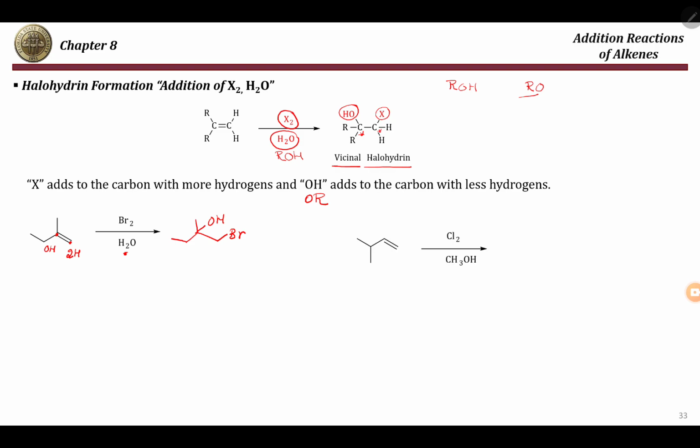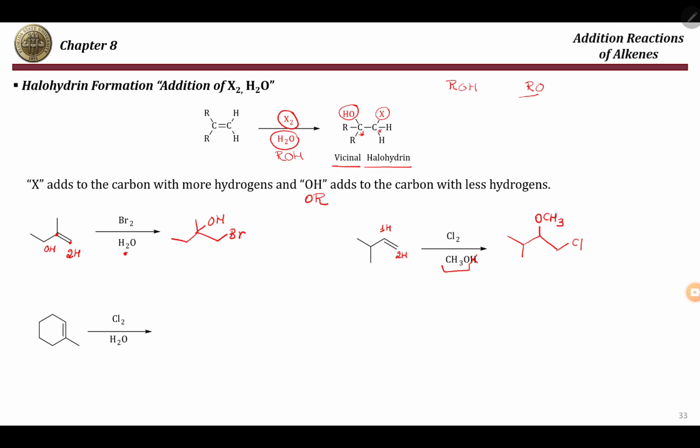Let's take another example. Again, in this example here, this carbon has two hydrogens, this carbon has one hydrogen. Based on the rule that we just discussed, Cl will be added to the carbon with more hydrogens, so Cl will be here, and then our nucleophile is CH3OH, so I'm just going to remove this H and I will add OCH3 to this carbon here.